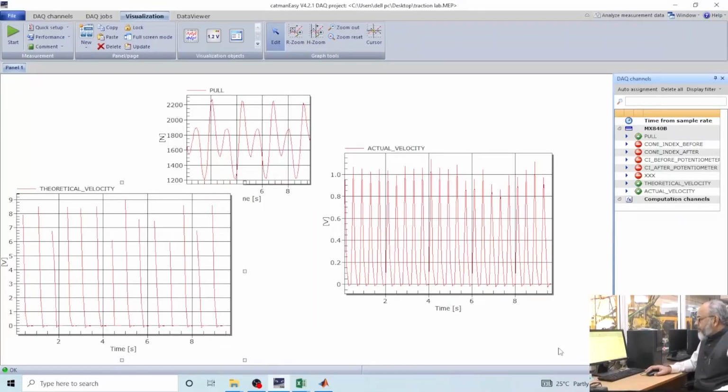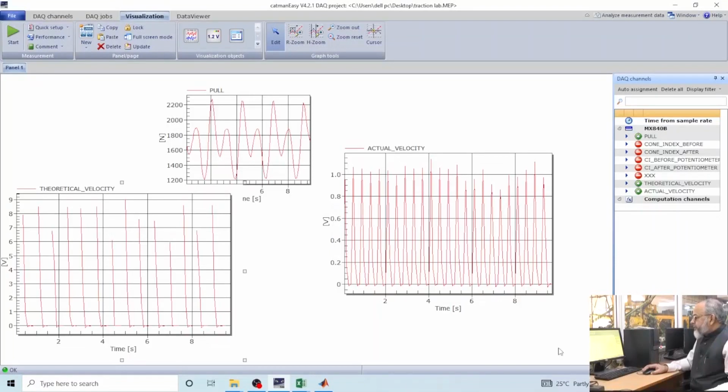The data which are acquired through a data acquisition system are transferred to a computer, and these are the direct plots I can show you. Plots of pull versus time, theoretical velocity, that means the number of pulses coming versus time, and then the number of pulses coming for measuring actual velocity. These 3 plots come directly to the computer.